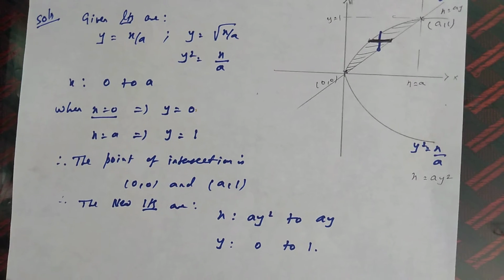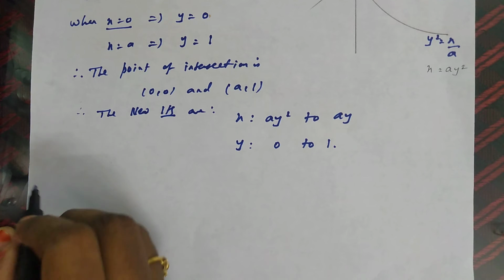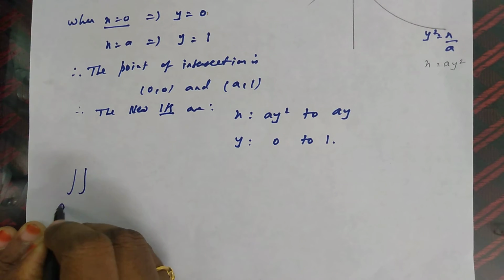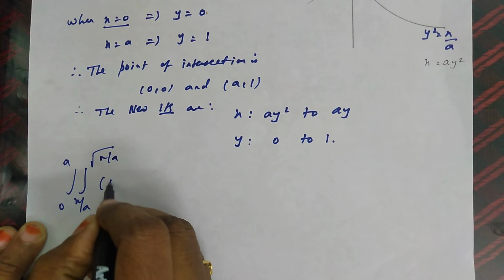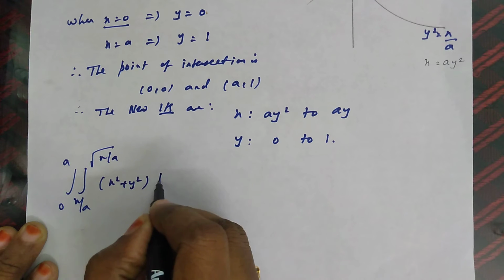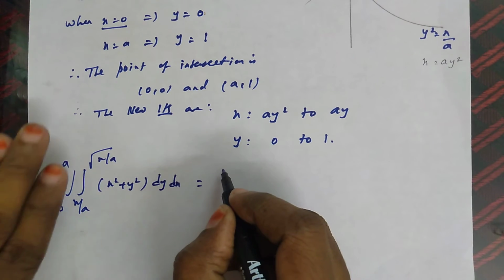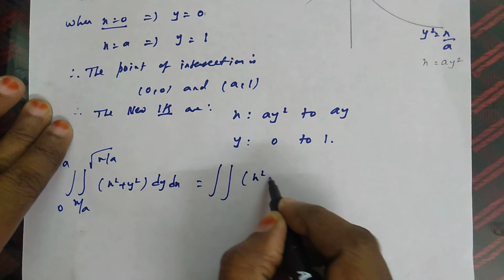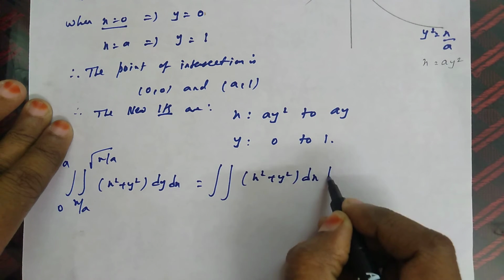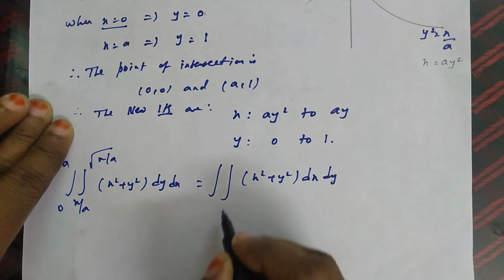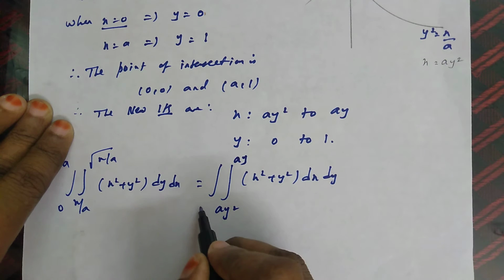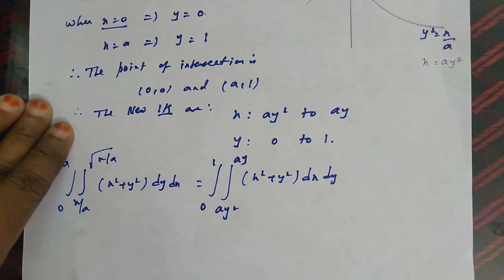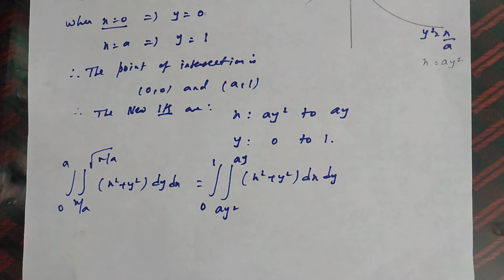Now we will go back to the given integration. Therefore, the given integral, double integral 0 to a, x by a to root of x by a, x square plus y square dy dx, equals double integral x square plus y square dx dy. We have changed the order. So our new limit of x is a y square to a y, and the limit of y is 0 to 1.